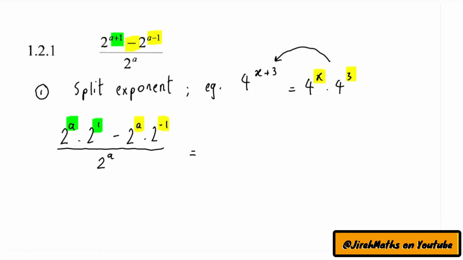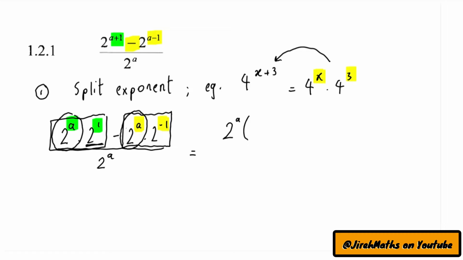On the top, I want to take out a common factor. So there's two terms in the top. There's term 1 and there's term 2. So the minus sign separates the terms. In the first term, I'm going to take out 2 to the a as common factor. And in the second term, I'm also going to take out 2 to the a because that's my common factor from the two terms. If I take out 2 to the a from the first term, what's remaining?